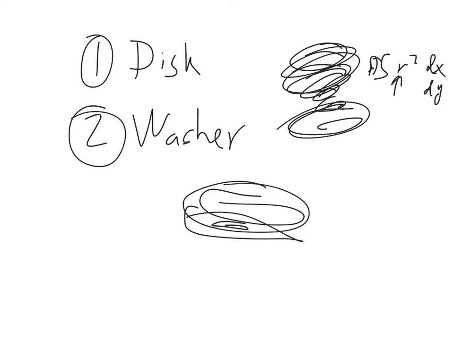Now for the washer method, same thing, except we have two. So we have a big radius squared minus a little radius squared. So you have to find expressions for both, and that's also in dx or dy.